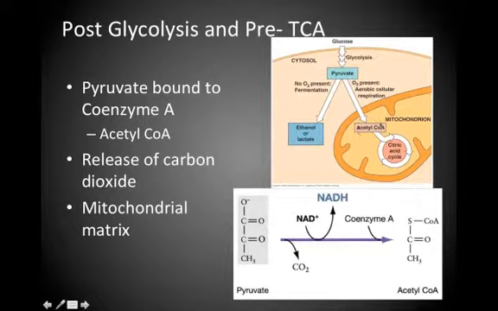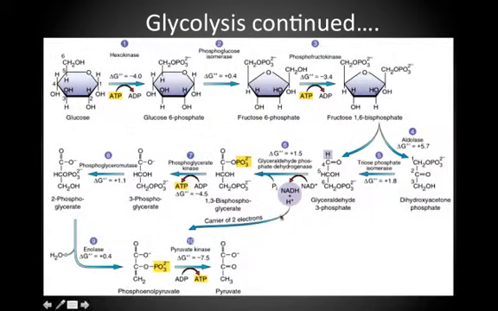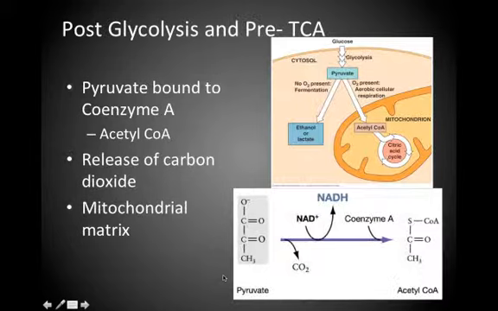Remember, how many acetyl-CoAs do we have here? If you're saying we have 2, then you're right, because remember, we created 2 pyruvates. So there are 2 pyruvates going through this reaction, so now we have 2 acetyl-CoAs. Remember, everything we talk about in the TCA cycle is happening twice.